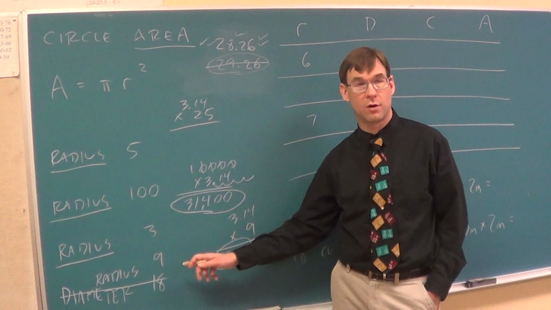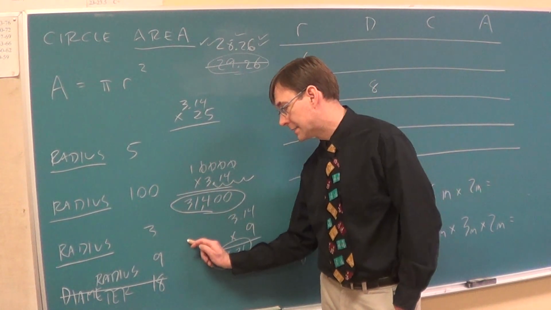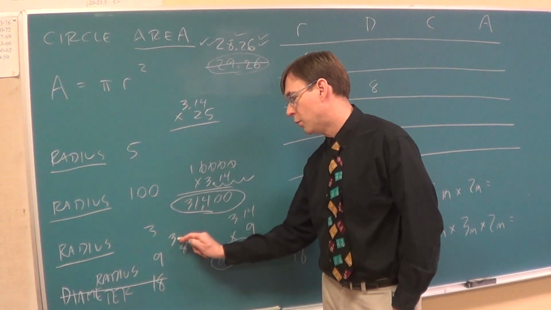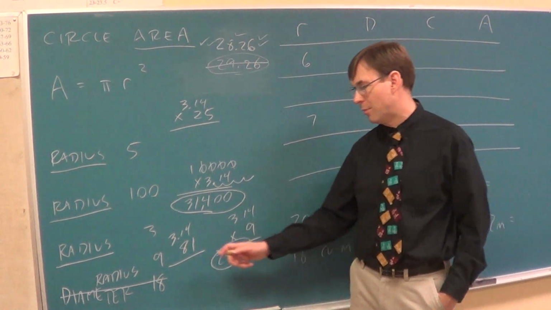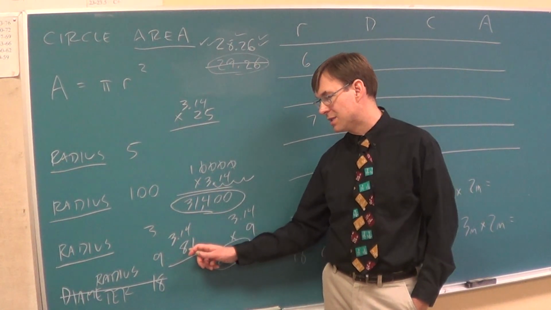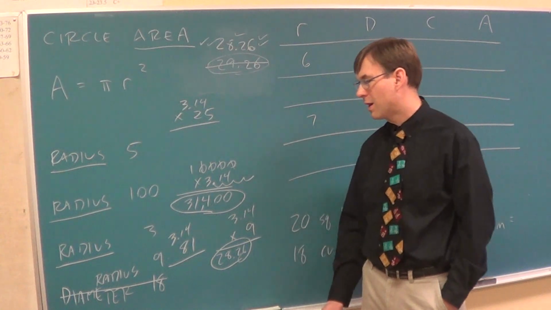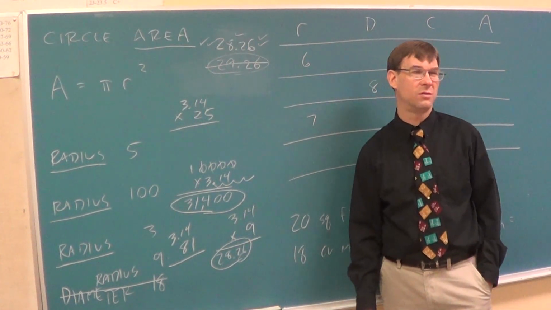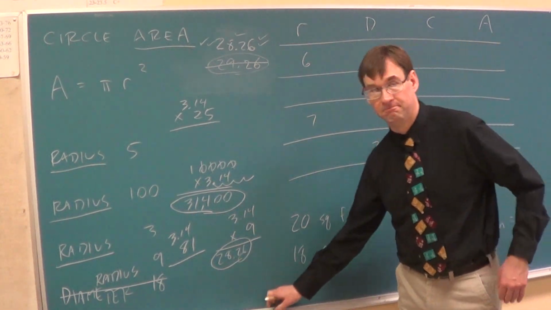So how does the math start on this one? 9 times 9 gets us 81. We need to take 3.14 times 81. If we want to keep our math simple, this is about 3, this is about 80, that would be about 240. We need to be something a little bit bigger than 240. 240s, 250s, 260s, something like that. Let me know.